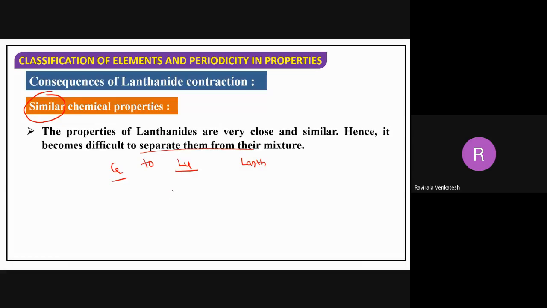For example, the mixture is there: cerium and praseodymium. These belong to lanthanides, and they have almost a near size. That is the reason separating praseodymium and cerium is very, very difficult for us. So that is the first consequence. In examination, if they ask, because of lanthanoid contraction, it is very, very difficult to separate them from the mixture. This is the first.